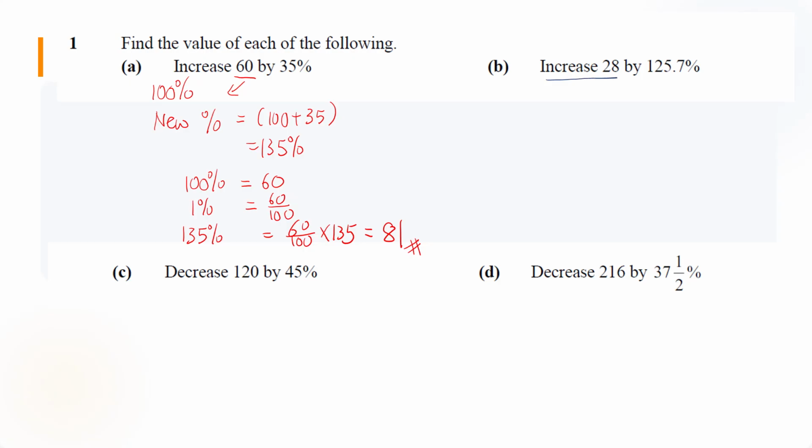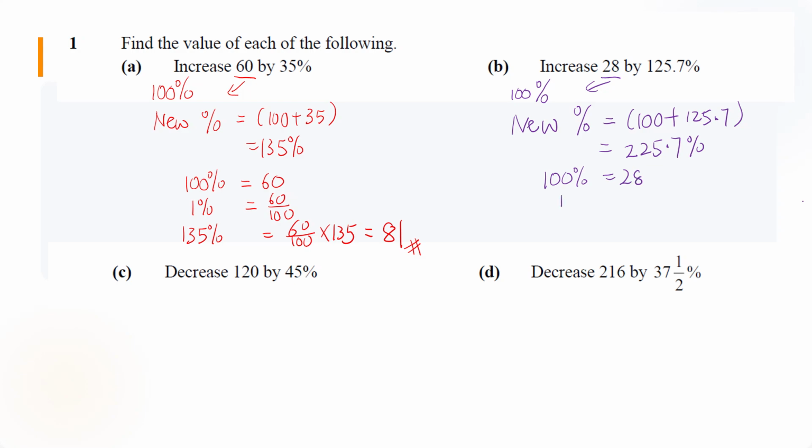Increase 28 by 125.7%. Right, so this 28 is 100%. So your new percentage would be 100 plus 125.7, which gives you 225.7%. Right, so 28 is equal to 100%, or 100% equals 28.